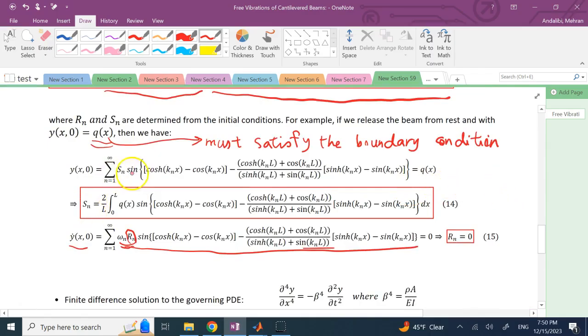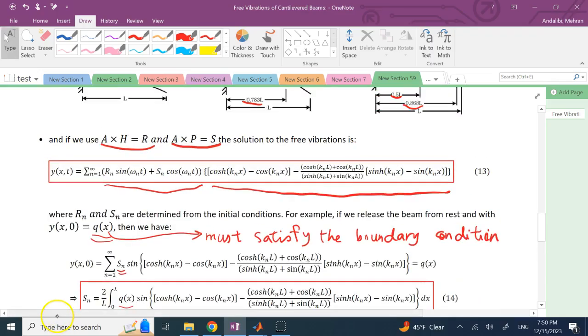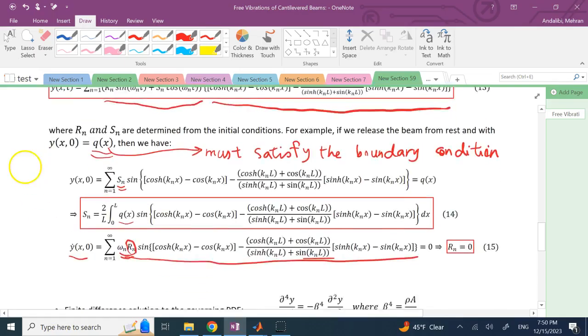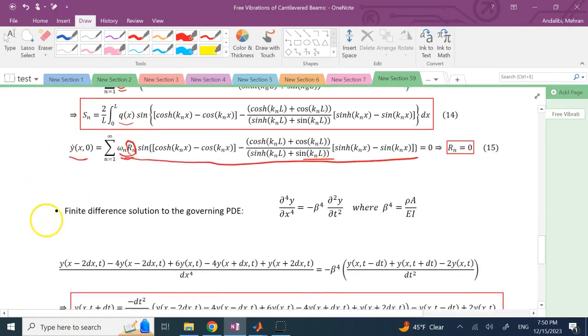And if you do, then from there you can find this Sn. Again, if you look at it, it's just like a Fourier series. So all you need is to multiply that huge thing by basically q of x integrated from 0 to L multiplied by 2 over L. And once you find Sn and Rn, that means you have the entire perfect solution. Okay, so this is the analytical exact solution for it.